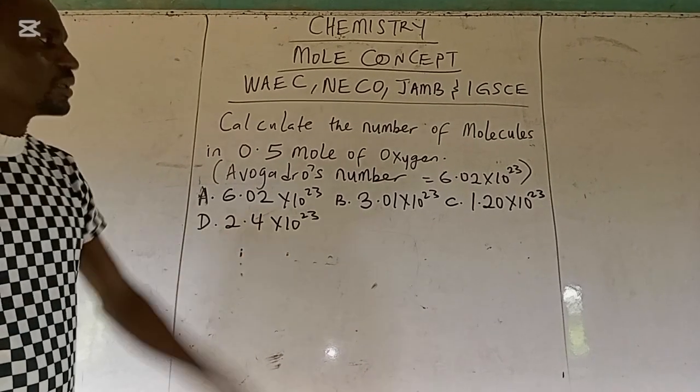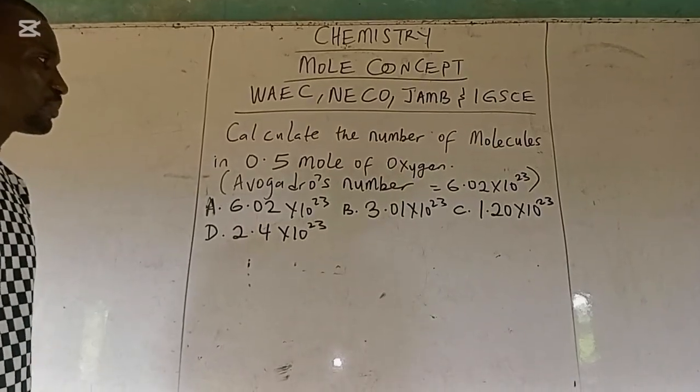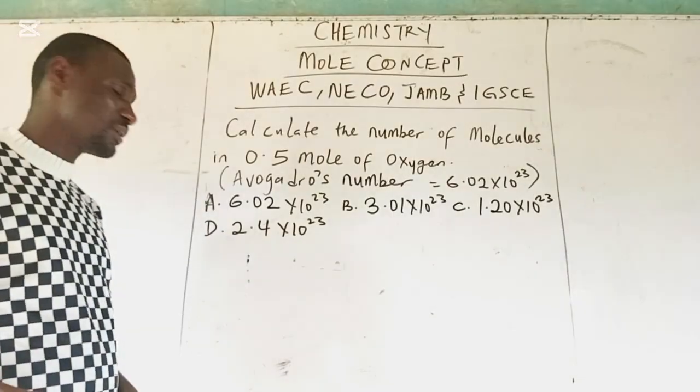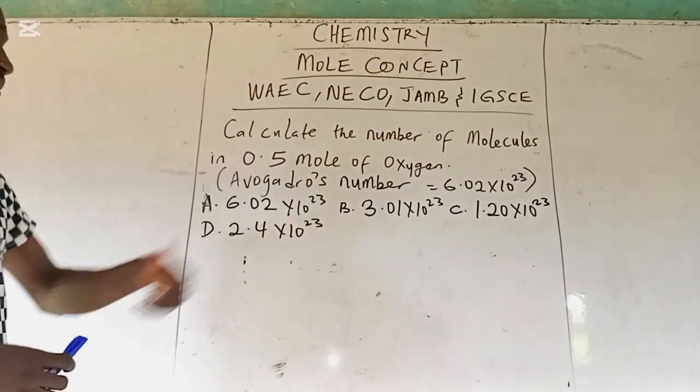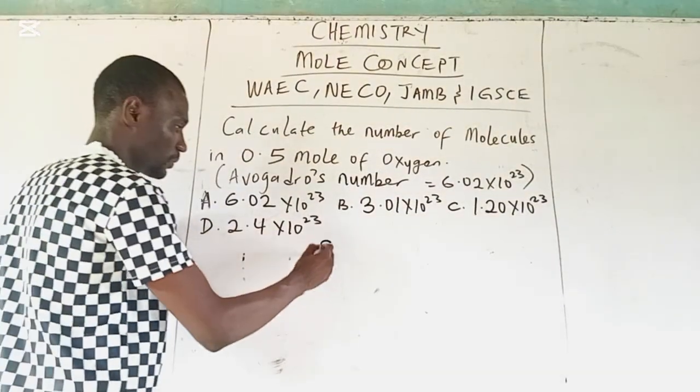Avogadro's number is 6.02 times 10^23. That's the constant. And these are the options. So, solution.